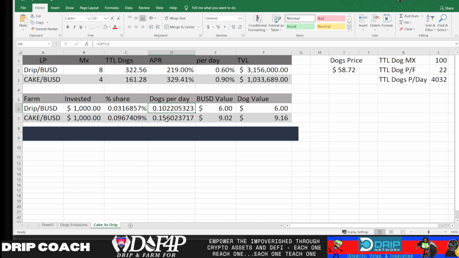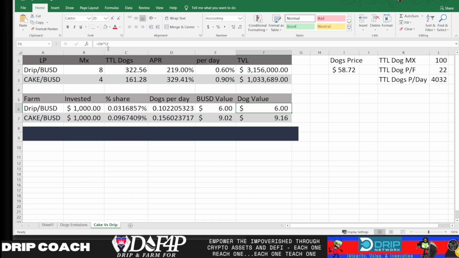In the other one, I would get 0.15. So you see where I'm going already. And we can double check the math on this by giving it a BUSD value. So we can actually take this to get the BUSD value. All we have to do is take our $1,000 that we're investing, because that's in BUSD, right? And then we can multiply it by the APR per day. This will give us the amount of dollars that we get per day. To ensure that that is the exact same in dogs, we can get the dog value, right?